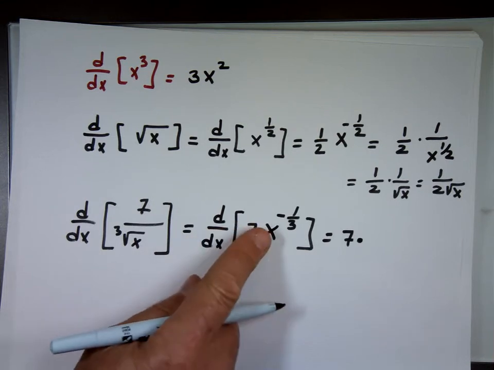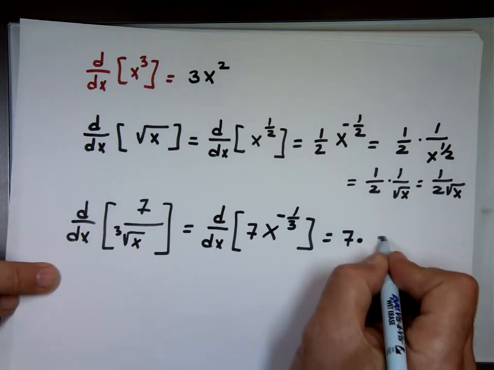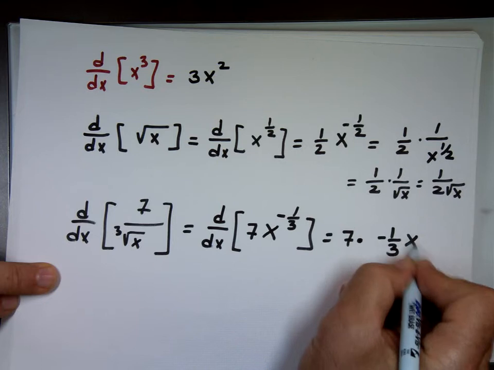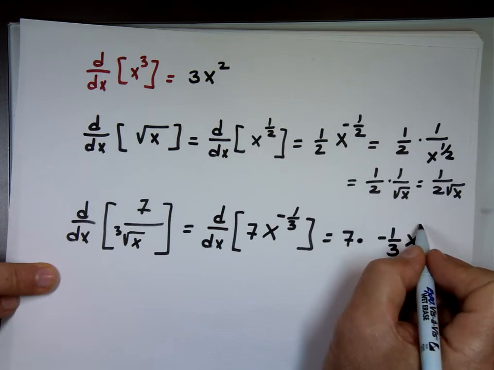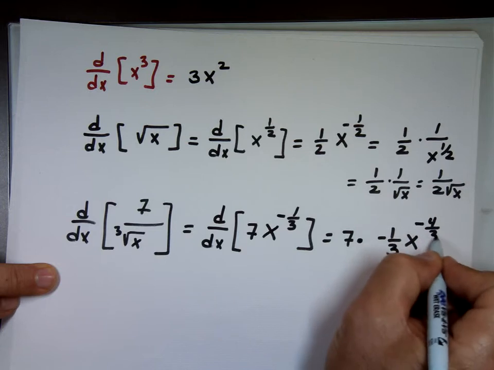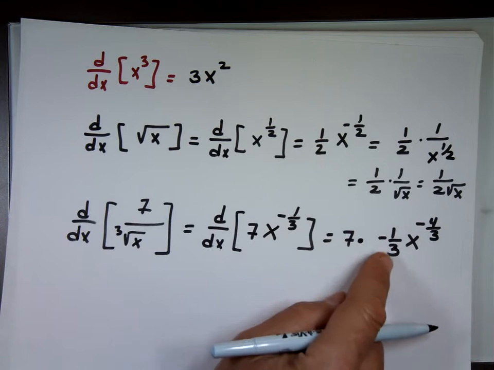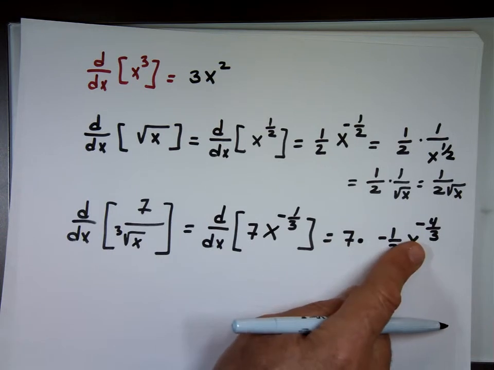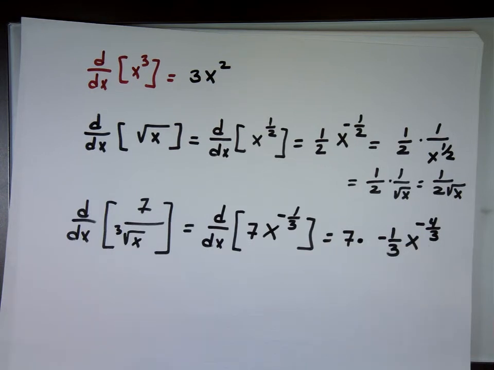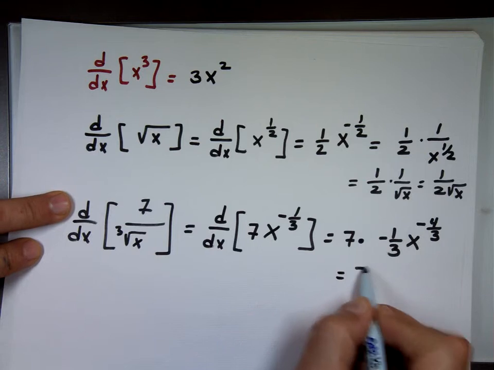What's the derivative of x to the minus 1/3? Minus 1/3 x to the 4 over 3. Right, yeah. So you move the minus 1/3 to the front, and you subtract 1 from the power. Minus 1/3 minus another 1, that's negative 4/3. So now just do your algebra. What's 7 times a minus 1/3? Negative 7 over 3.